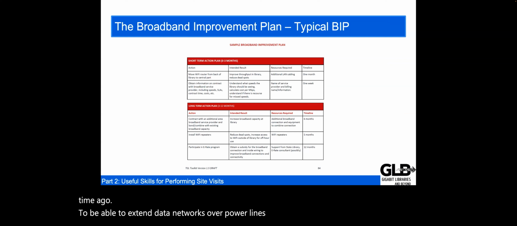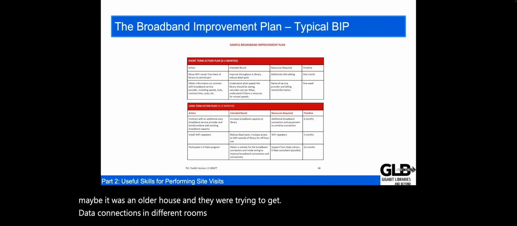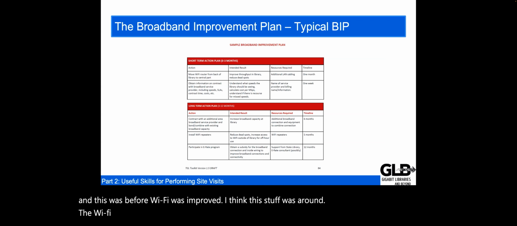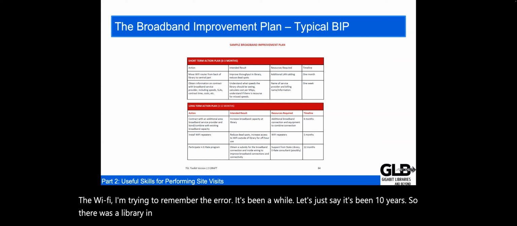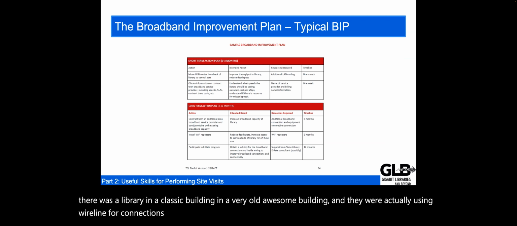It was really aimed at houses, right? Where maybe it was an older house and they were trying to get data connections in different rooms. There wasn't a good way to get data wiring in those homes. And this was before Wi-Fi was improved. I'm trying to remember the era. It's been a while. Let's just say it's been 10 years. So there was a library in a classic building, in a very old, awesome building, and they were actually using power line for connections to a very hard to reach part of the building.